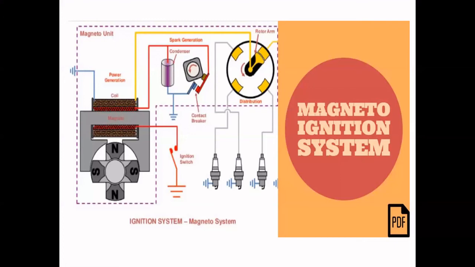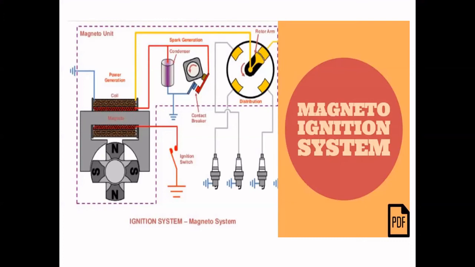And this is how the magneto ignition system operates. And now we see what the advantages of this ignition system are compared to other ignition systems. It may be the battery ignition system, or it may be the electronic ignition system.